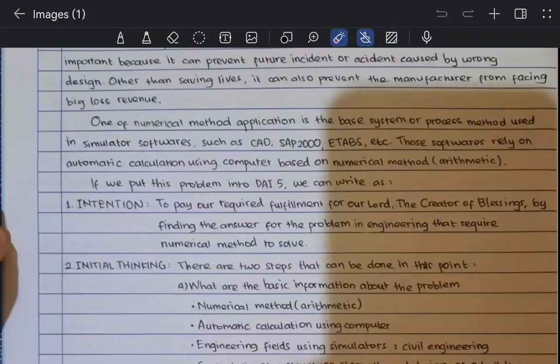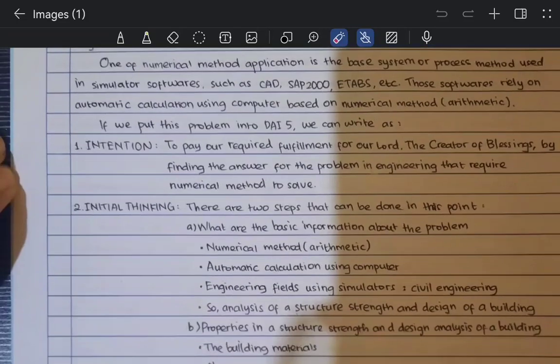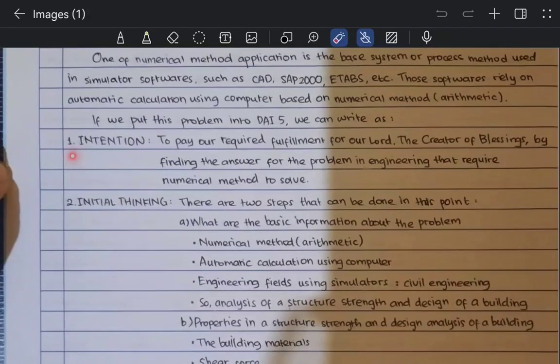One numerical method application is the base system or process method used in simulator software, such as CAD, SAP 2000, ETABS, etc. Those software rely on automatic calculation using computer based on numerical method or arithmetic. So if we put this problem into DIE 5, we can write it as: first, the point is intention. The intention is to pay our required fulfillment for our Lord, the Creator of blessings, by finding the answers for the problem in engineering that require numerical method to solve.